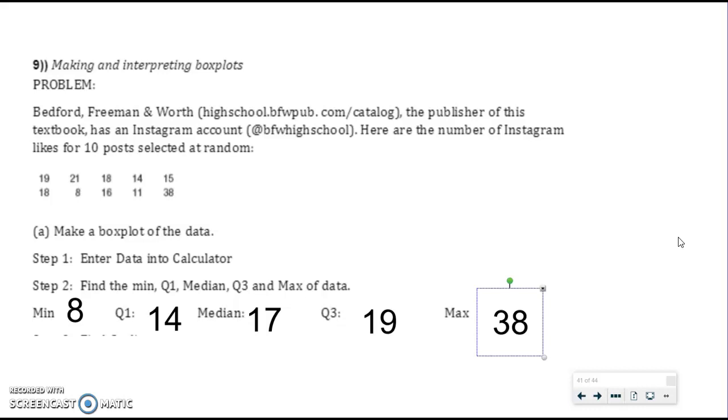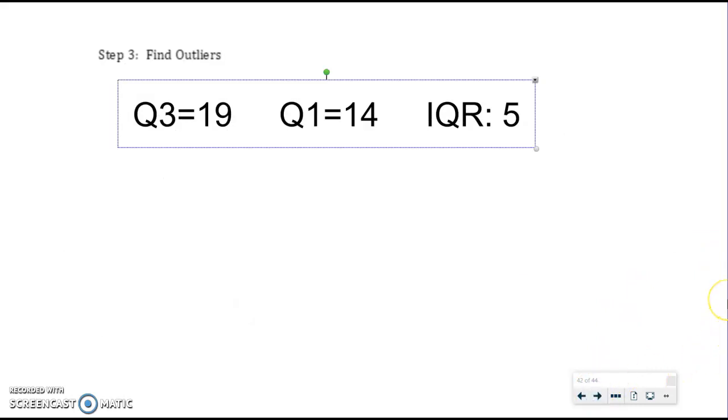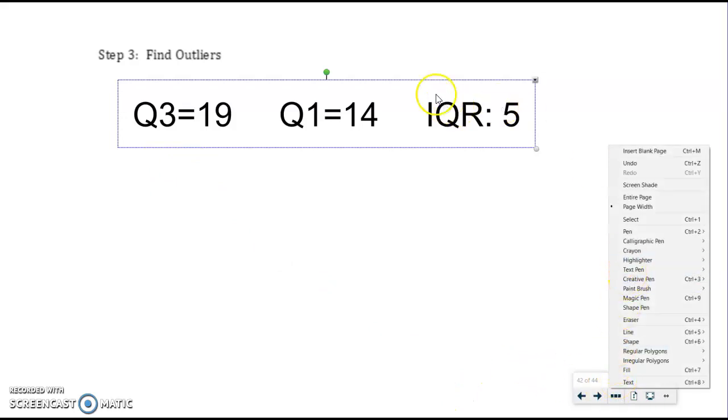What I'm going to do is take that data and try to create a modified box plot, which is a box plot just a little bit different than what you guys might have done before. I'm going to find out what the IQR is. I'm going to take 14 and 19. I'm taking 19 minus 14. That gets me the IQR of 5.